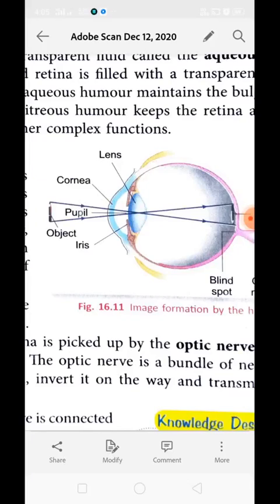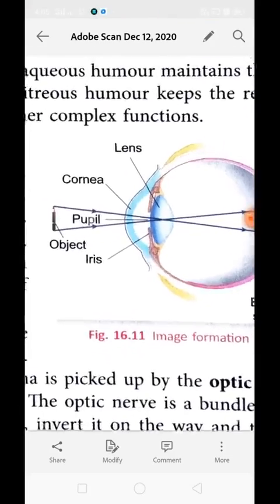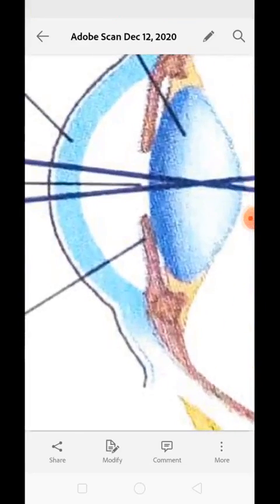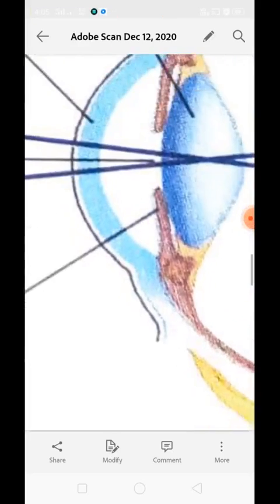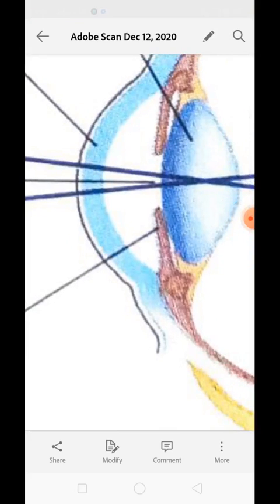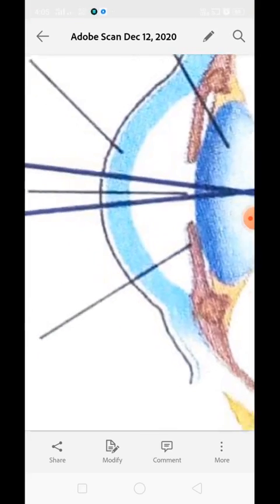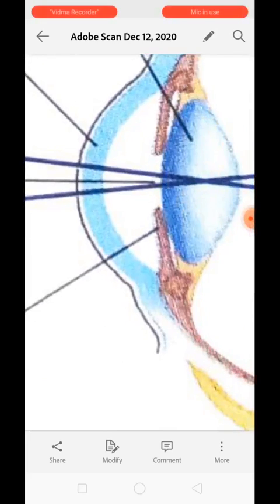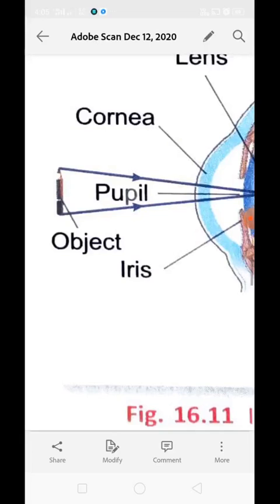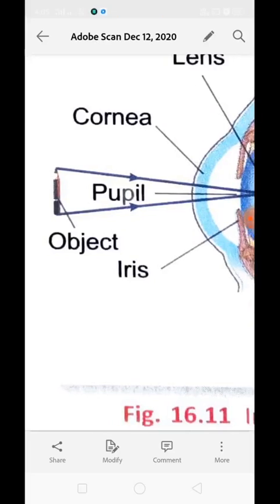Next topic is working of the eye. Actually, the eye structure is hopefully clear for you. This is the cornea, this is the iris, and the gap present between the iris is known as the pupil. The empty space in between the iris is known as the pupil, which allows the light to enter into the eyes.